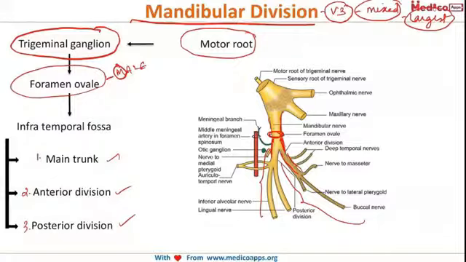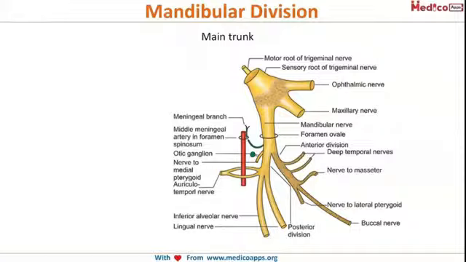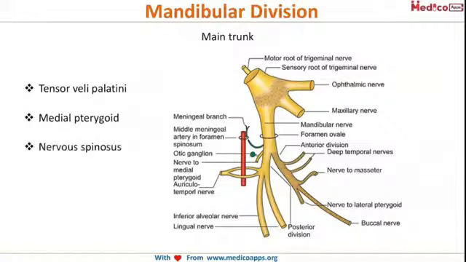Okay, so first we'll learn about the main trunk branches. Okay, so the branches from the main trunk are, first we have a branch to the tensor veli palatini, then we have a branch to the medial pterygoid, we have a branch called as nervus spinosus, and then we have a branch to the tensor tympani.